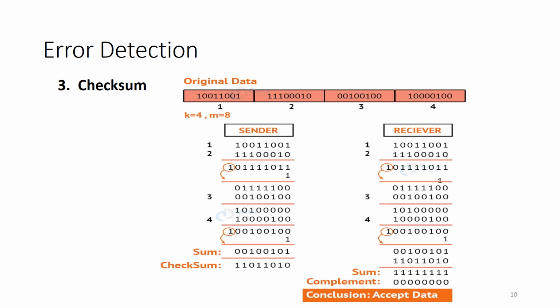So then the same process is repeated on the receiver side also. At the last, again here we obtain the sum, and then whatever checksum was obtained on the sender side, we perform the XOR operation of that checksum with the sum obtained at the receiver side. At the last, the sum obtained is equal to all ones, and we need to take the complement of that sum. And if we obtain all zeros, it means that the data gets accepted by the receiver here.